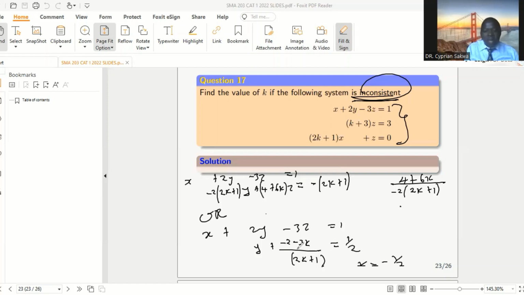So once the denominator is 0, a number divided by 0 does not exist. So K also will not exist. No, if K is negative a half, the system will be inconsistent. So we found the two values of K. The other one, I don't know whether it was positive 3 or negative 10. Just go through the workings.